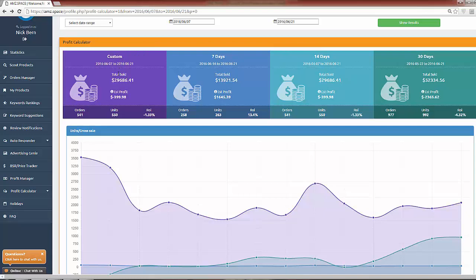Each of these panels has a very similar layout. We can see the gross total sold. We can see the estimated profit from that. We can see the orders, the units, and the ROI, or return on investment.